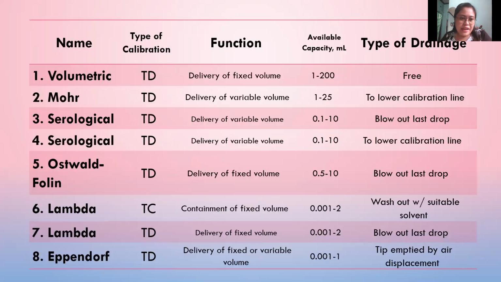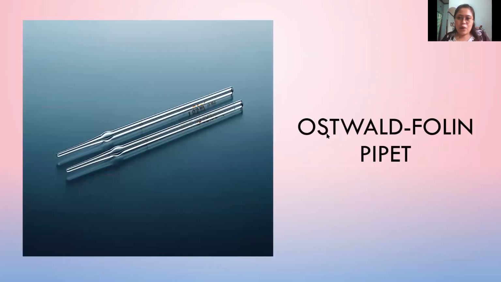Okay, and then we have the Ostwald-Folin pipette. This is also calibrated to deliver, but this time parehas siya kay volumetric pipette na fixed volume. So you will expect here na you only have one graduation pag Ostwald-Folin pipette, and this is unlike volumetric pipette, this is a blowout last drop pipette or a blown out pipette. So this is how an Ostwald-Folin pipette looks like.